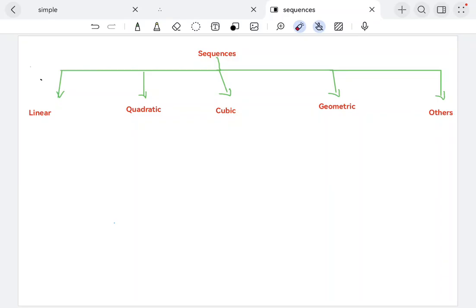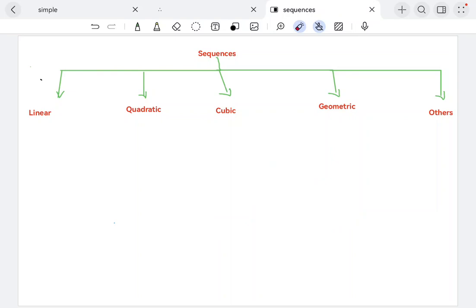Identify the type of the sequence. And in the second part, I will find the nth term. How we find the nth term of each of them. Let's go.